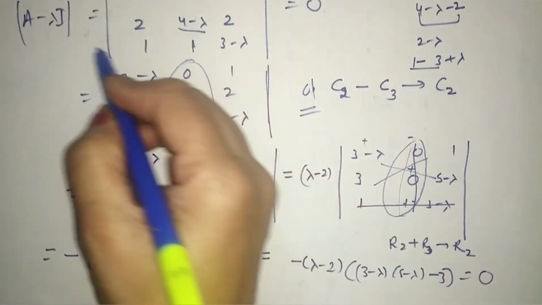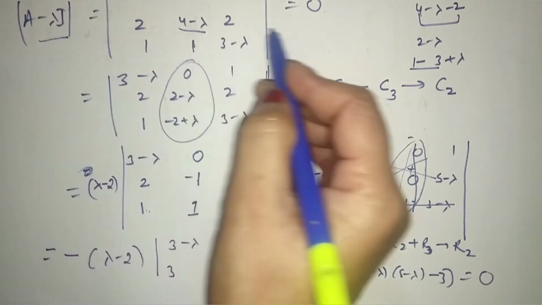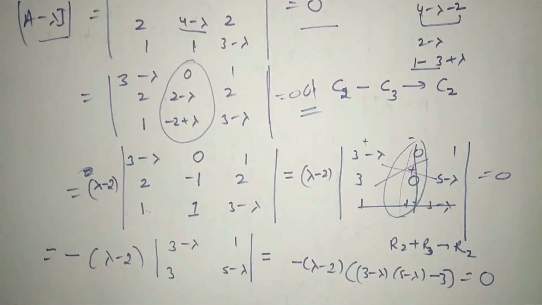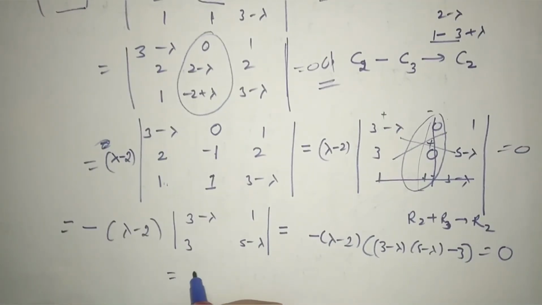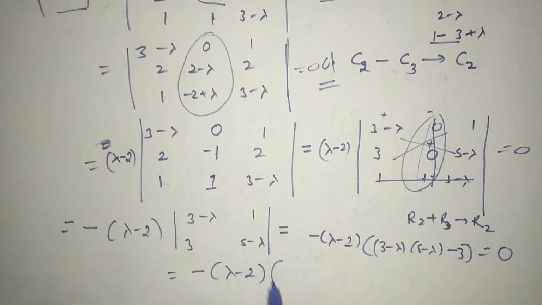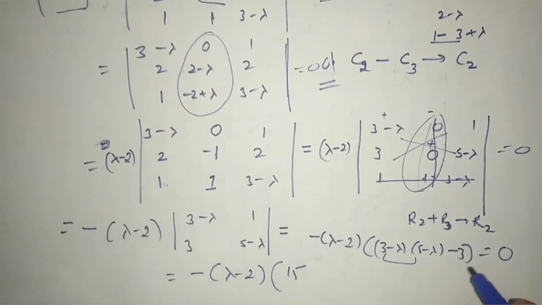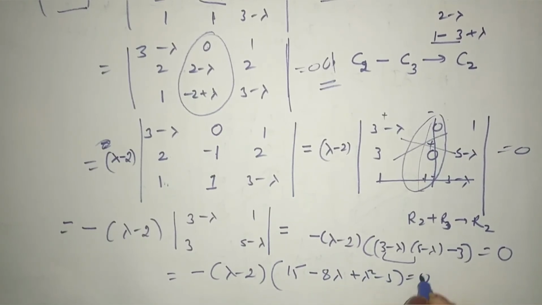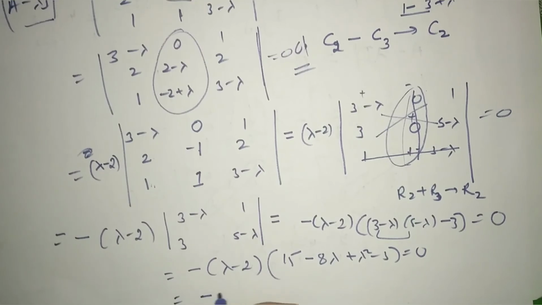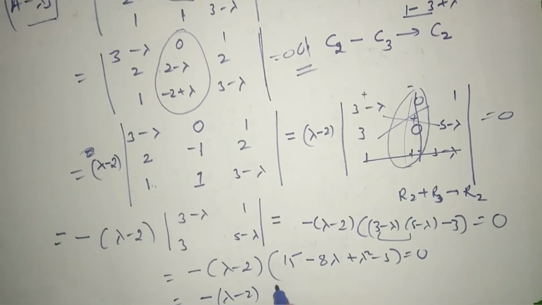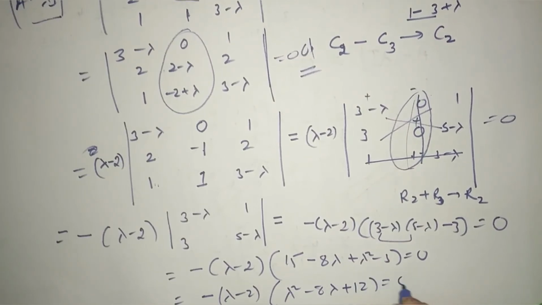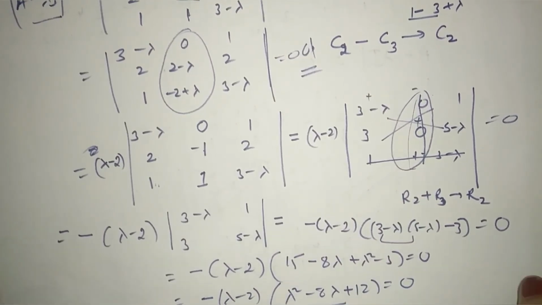equal to 0, because we have to solve for the lambda values which make this thing 0. So from here you have lambda minus 2 into this thing, multiplying these: 15 minus 8 lambda plus lambda square minus 3 is equal to 0. So this is minus 2 lambda minus 2, lambda square minus 8 lambda plus 12 is equal to 0. Now we have to factorize this.